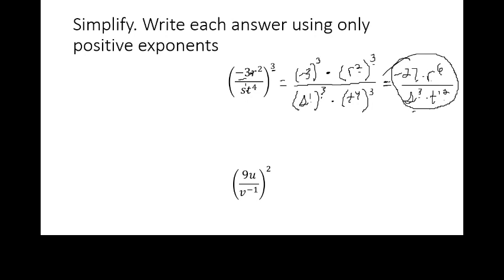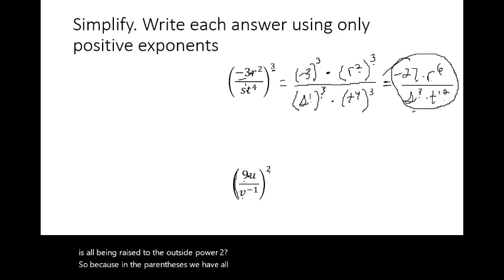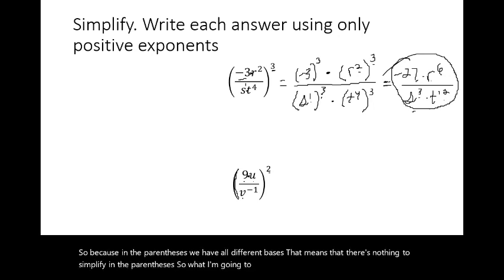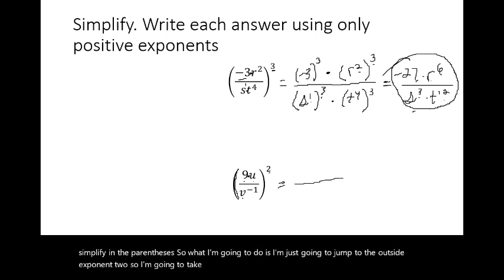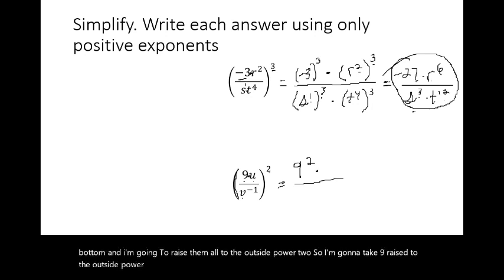Okay, so for this next one, we have multiplication between the 9 and the u, and this entire fraction is all being raised to the outside power 2. So because in the parentheses we have all different bases, that means that there's nothing to simplify in the parentheses. So I'm just going to jump to the outside exponent 2. I'm going to take every single base on both the top and the bottom, and raise them all to the outside power 2. So I'm going to take 9, raise it to the outside power 2. Then I'm going to take this u to the 1 and raise it to the outside power 2.